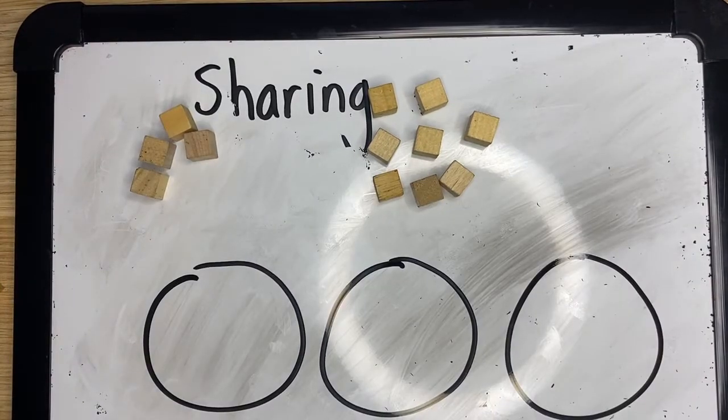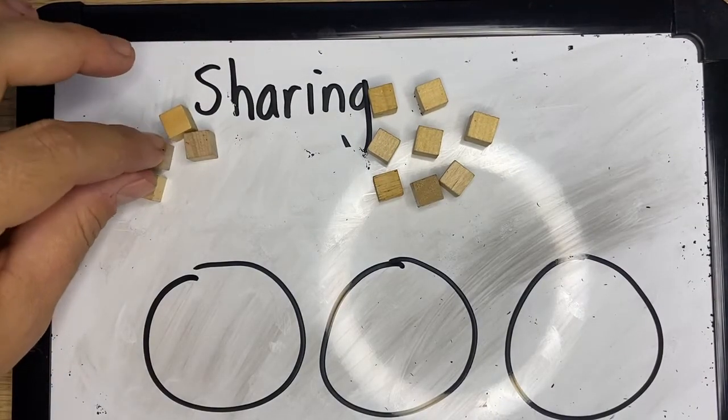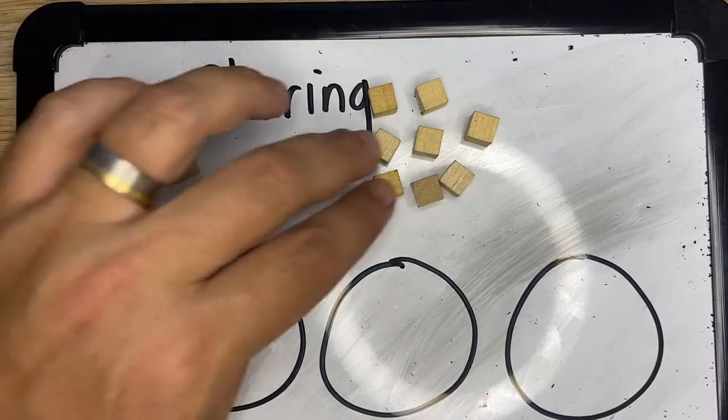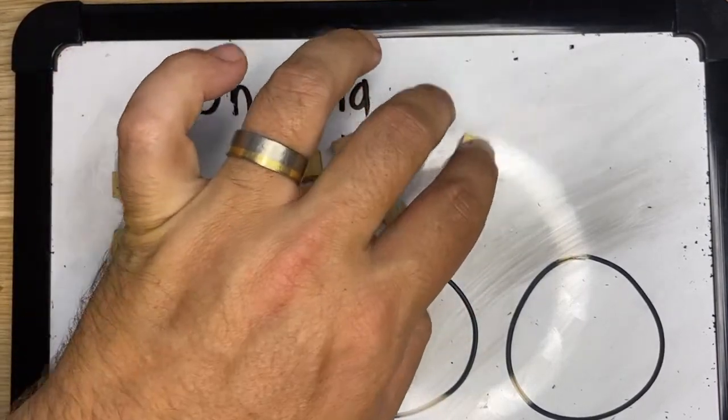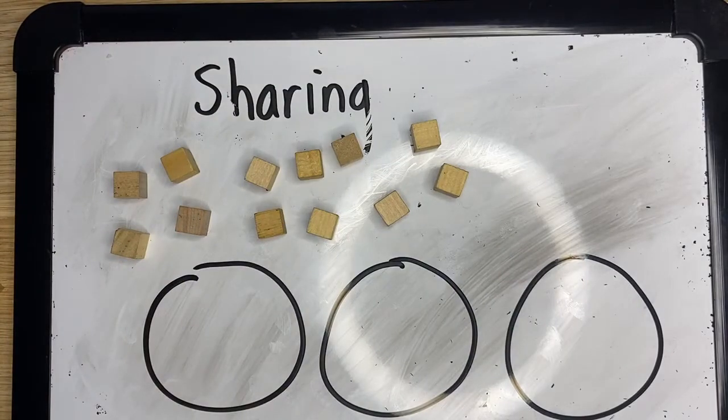Here's your next question. Let's look at how many counters we have. 1, 2, 3, 4, 5, 6, 7, 8, 9, 10, 11, and 12. 12 into 3 groups. Again, you can share them out by drawing them in yourself. Press pause when you're ready to work it out, and then remember to press play when you want to find out what the answer is.